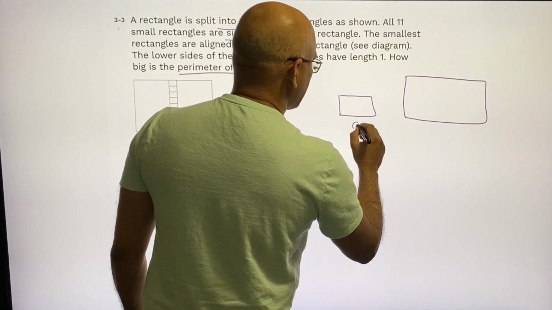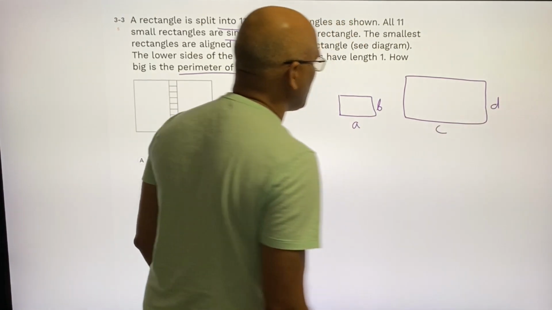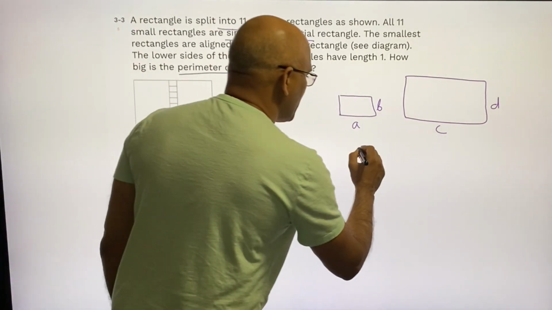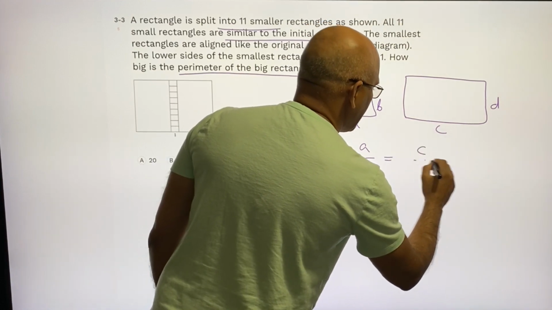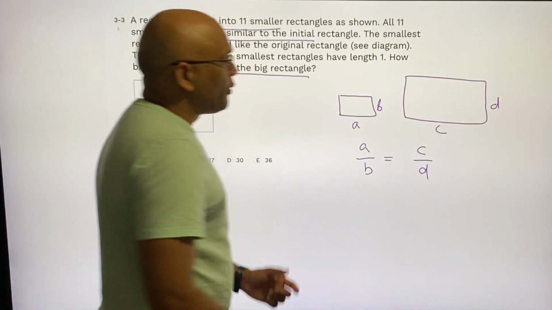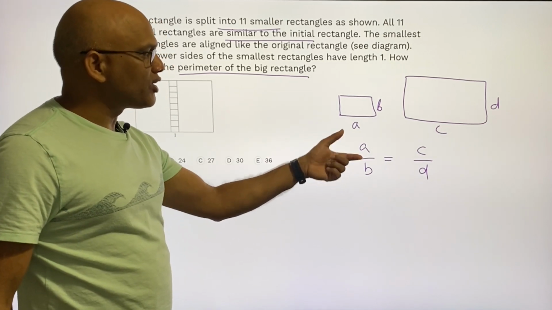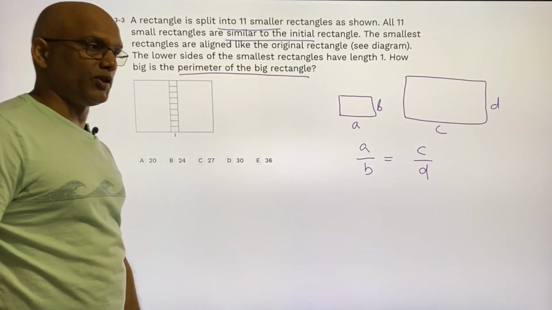So let me call this side A, this is B, this is C, this is D. A rectangle typically has a longer side and a shorter side. So the ratio A over B is C over D. When we say that two rectangles are similar, basically this is what we mean: the ratio of their sides are the same, right? So basically they have the same aspect ratio.